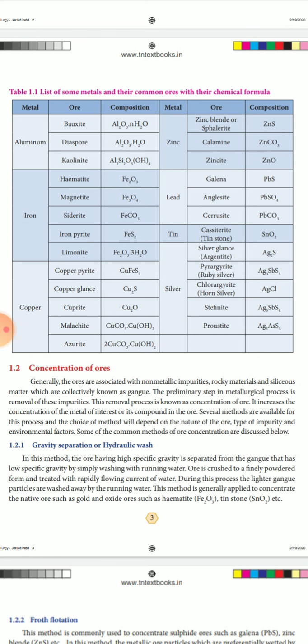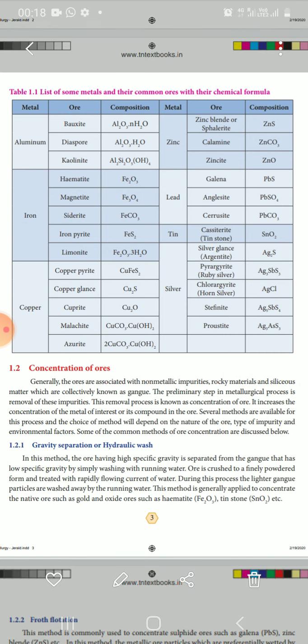Several methods are available for this process, and the choice of method will depend on the nature of the ore, type of impurity, and environmental factors. So how can we purify, how can we remove the impurities? Some of the common methods of ore concentration are discussed below. We can get various steps from the concentration of ores.